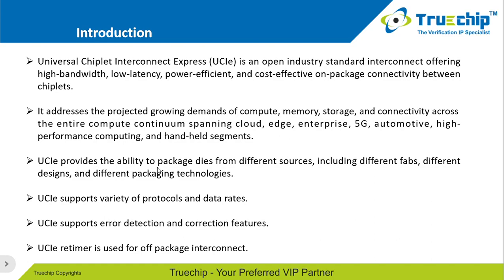UCIe provides the ability to package dies from different sources, including different fabs, different designs, and different packaging technologies. UCIe supports a variety of protocols and data rates, error detection, and correction features. And UCIe can also be used for off-package interconnection using a UCIe retimer.